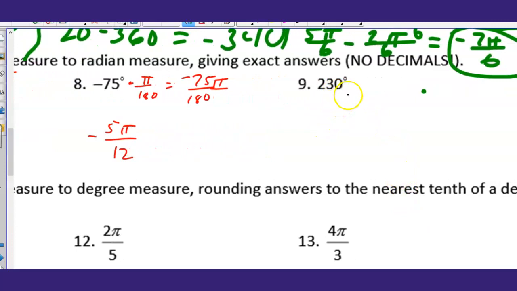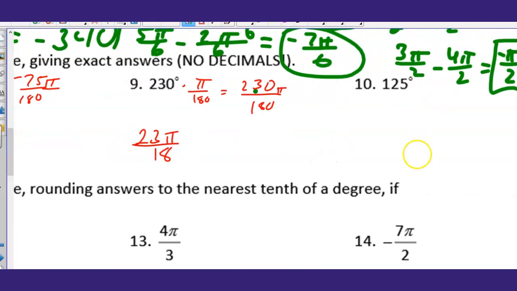Right here, 230. We're going to multiply again by pi over 180. And that gives us 23 pi over 18. And lastly, 125. We multiply by pi over 180. That gives us 25 pi over 36.